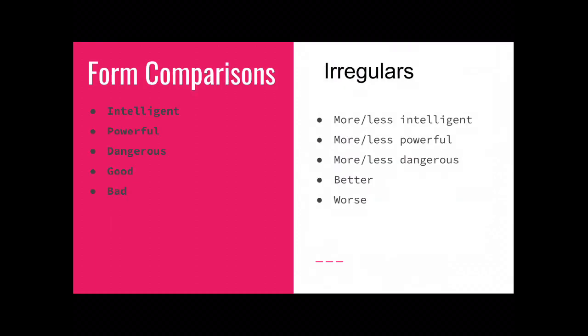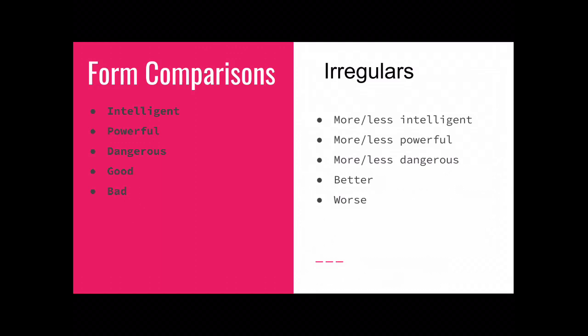Here are some irregular adjectives. For the words that are longer, such as intelligent, powerful, or dangerous, you don't do anything to the word, you simply add more or less when you're making comparisons with them. The words good and bad are also irregular. These do not follow any rules, so you simply have to memorize them. Good becomes better, and bad becomes worse.